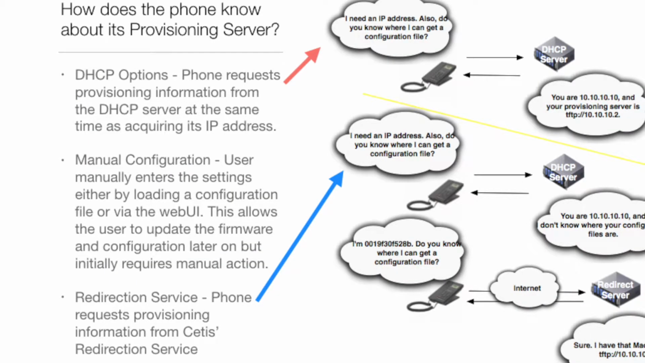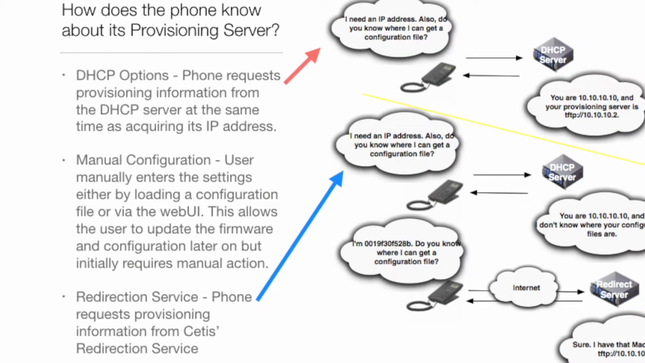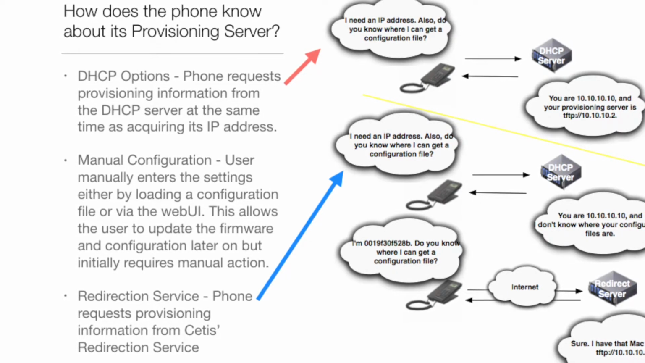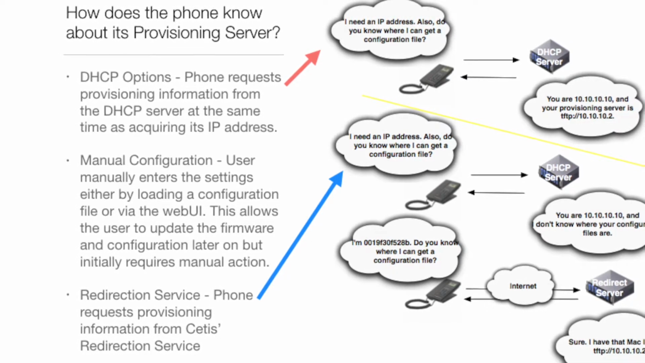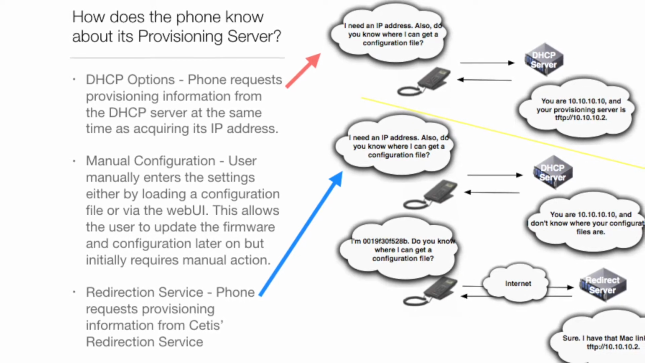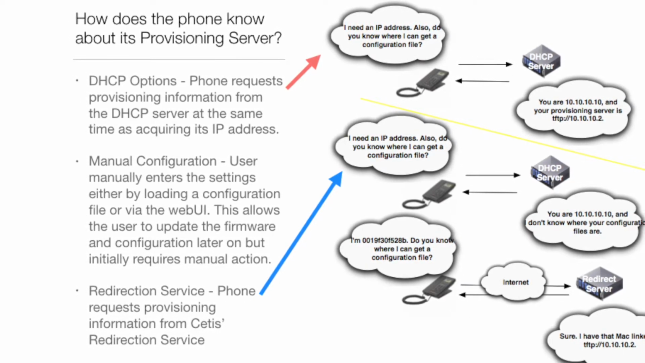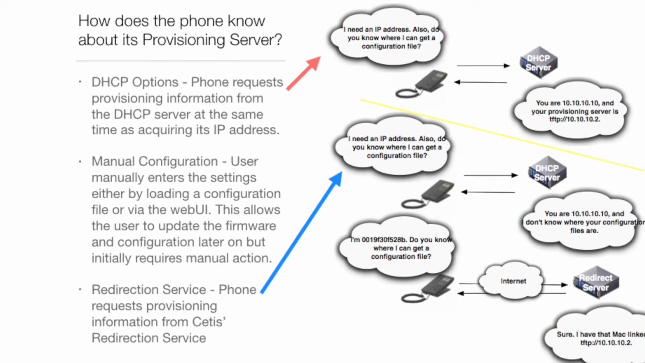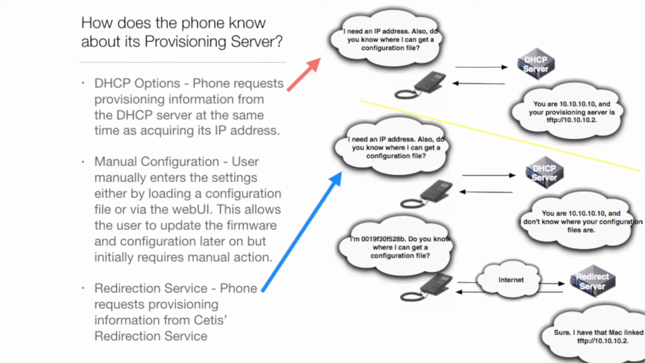So how does the phone know about its provisioning server? Well, the phone requests provisioning server location via DHCP options at the same time as the phone is getting its IP address. It may also use another network method, the Link Layer Discovery Protocol, or LLDP, to find the server.